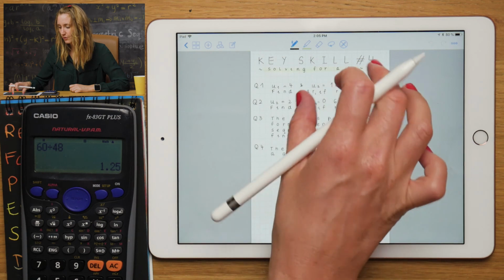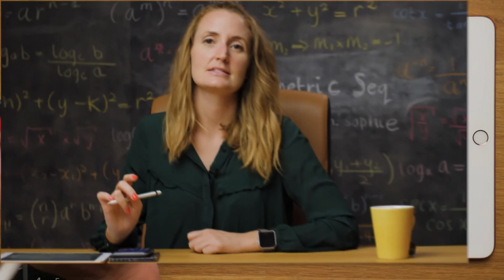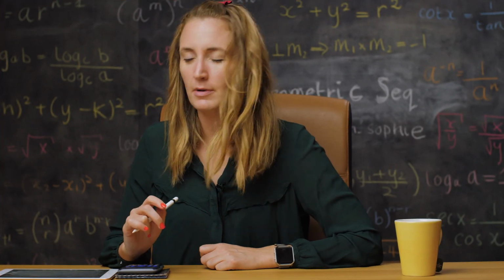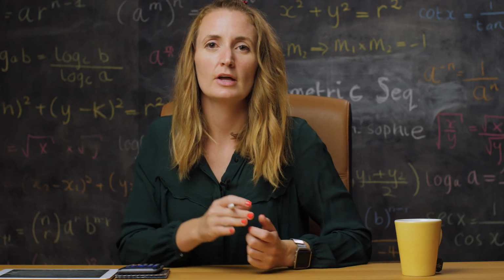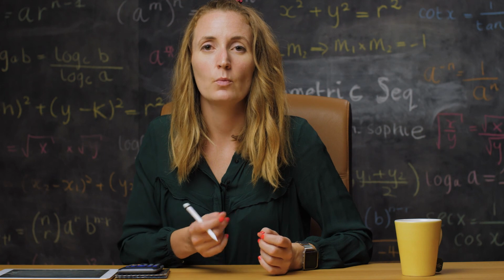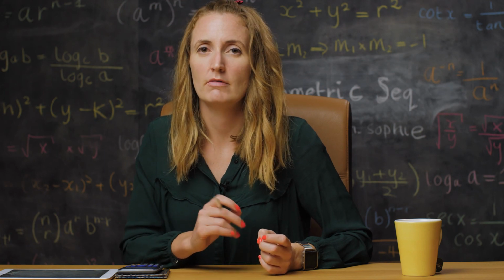Okay, you made it through key skill 4. In the next key skill, we'll be looking at a different formula. I think you're probably all sick of the nth term formula by now. We're going to be looking at the sum formula. How can we add these sequences up really, really quickly?